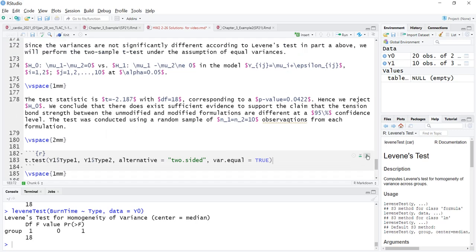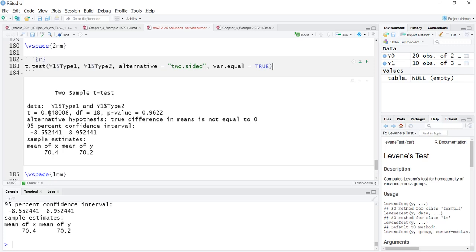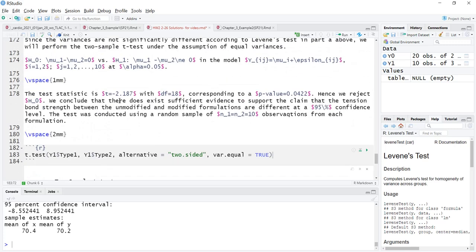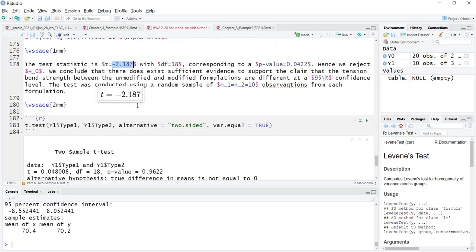So we run this and we get a t value of 0.048. So I'm going to say t equals 0.048. And I could put it to 4 decimal places. There's a 0. With degrees of freedom, it's going to be 18 because that didn't change. And a p-value of 0.9622.